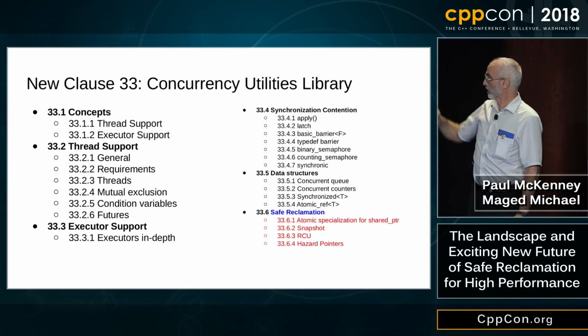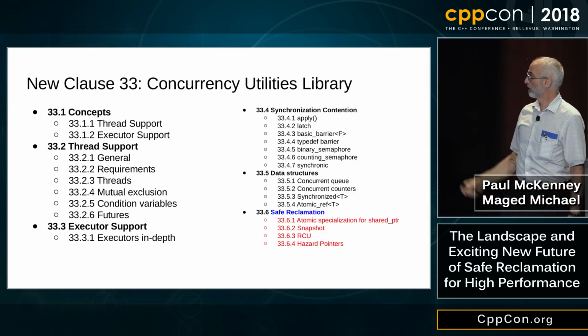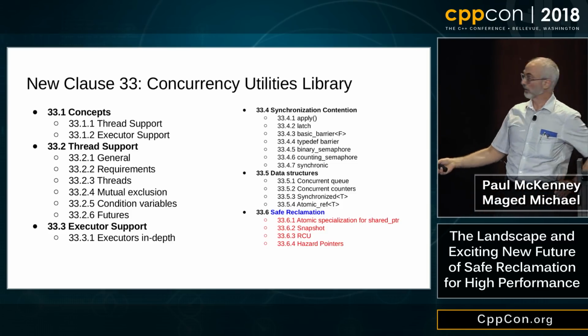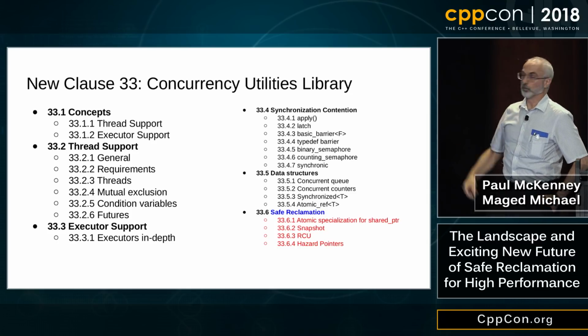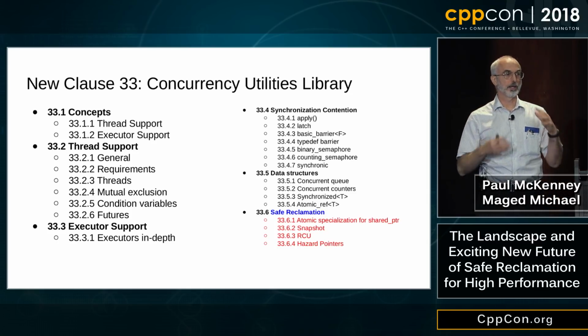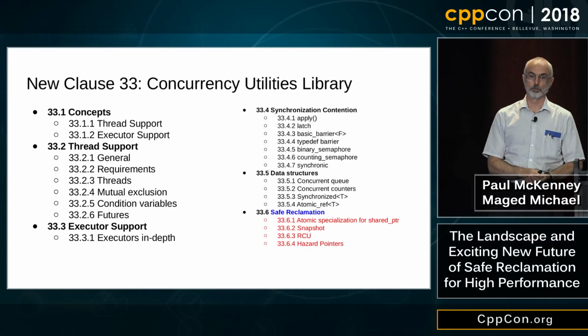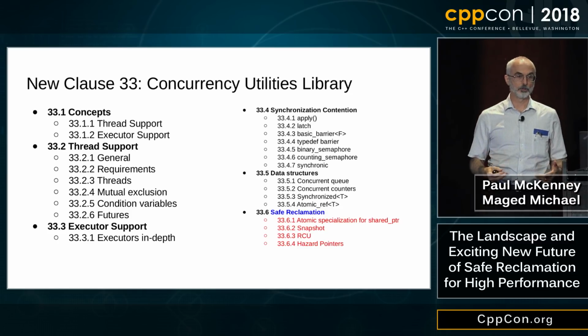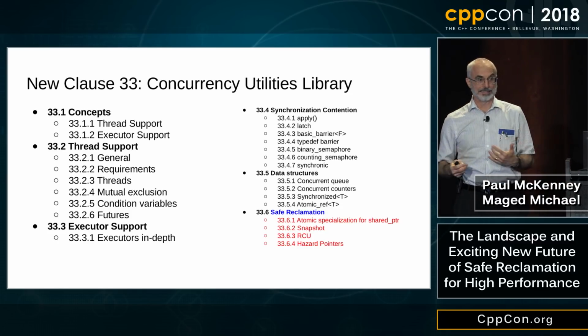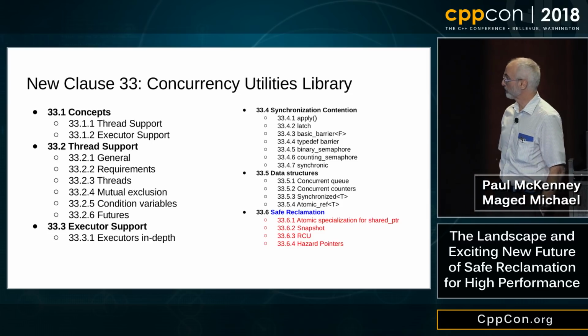And we're going to move the atomic specialization of shared pointer there. We're going to have snapshot stuff. We'll have RCU, and we'll have hazard pointers. And so we'll have a TS2, it'll have this in it, and this will be a way for us to see people get implementations and see how things are used and see what we really need for a later IS.